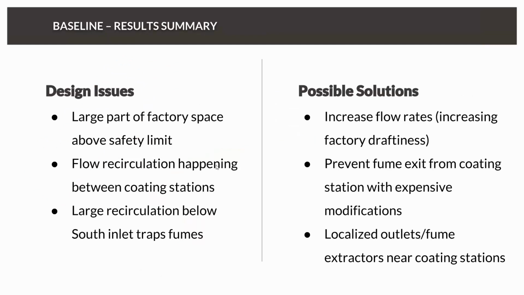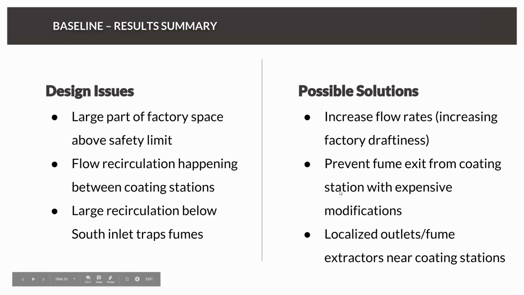So let's summarize what we can get out of the baseline simulation. A large part of the factory space is above the safety limit, and this is mainly due to flow recirculation between the coating station and the large recirculation which is happening below the south inlet, trapping the fume.